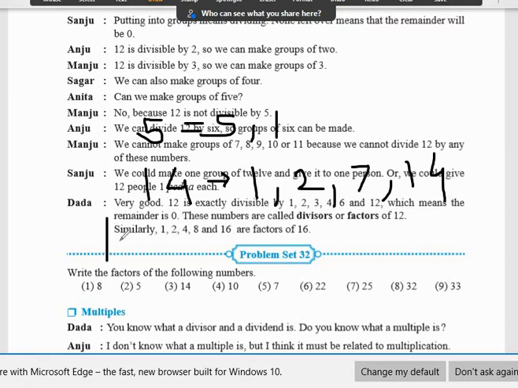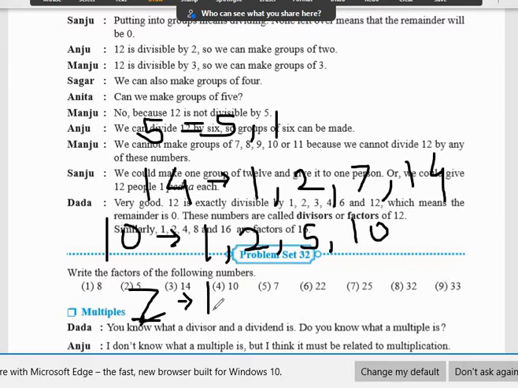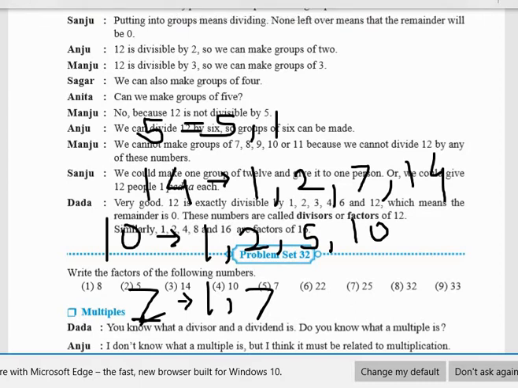Then 10. 10 is present in which table? First one is 1. Then 2. Then 5. And then 10. Now 7. 7 is present in the table of, here 7 is there, no? 1 and 7. Only two tables.